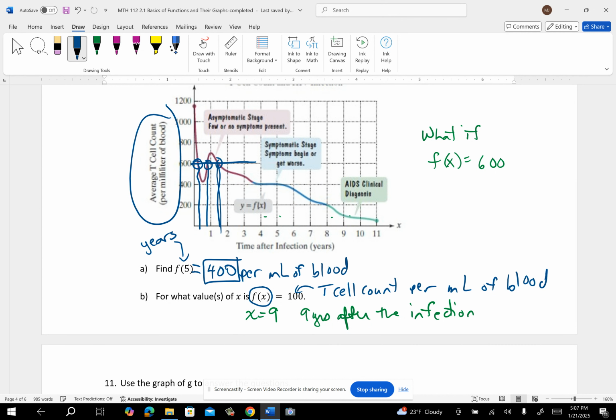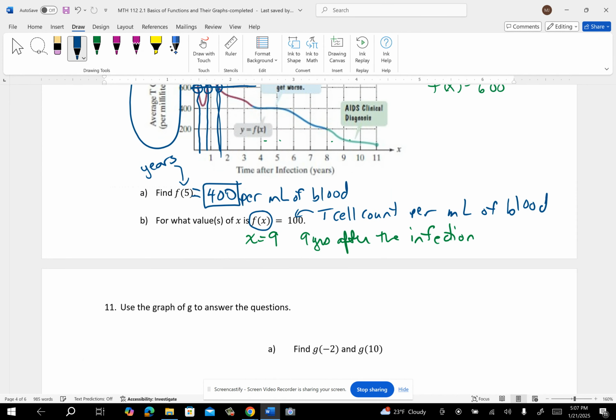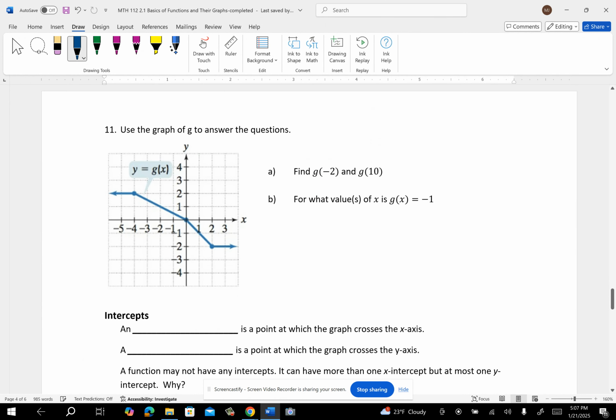Now let's just use some graphs that are out of context to do this a little bit more. All right, so here I'm looking for g of negative 2. Okay, so I'm going to do that one in blue, g of negative 2. So think about how negative 2 is your x value. So look for it on the x-axis. So here's negative 2. All right, now sometimes you have to go up, sometimes you have to go down. You just have to hit the graph that represents the function.